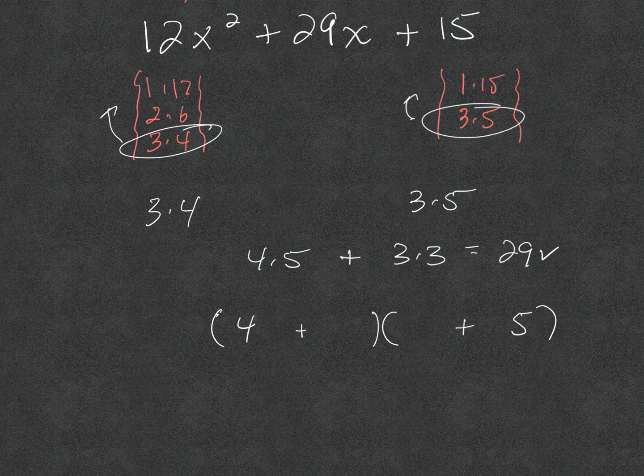Now, in the inside, I'm going to have a 3. I'm going to have a 3. I'm going to have an x, and I'm going to have an x there. So my answer is 4x plus 3 times 3x plus 5. Okay? And now, I'm going to give you one last one. This one last one is going to be a little bit different.